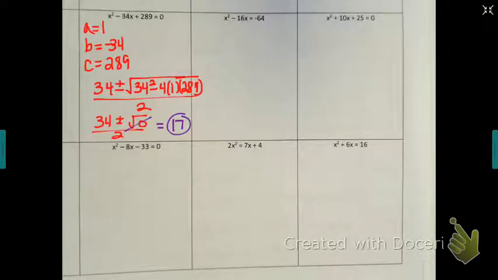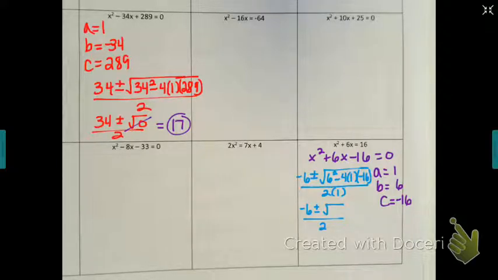Alright, let's do this one. X squared plus 6x equals 16. What's the very first step I need to do there? So I need to get minus 16 and then leave it like that. Okay? So A is 1, B is 6, C is negative 16.